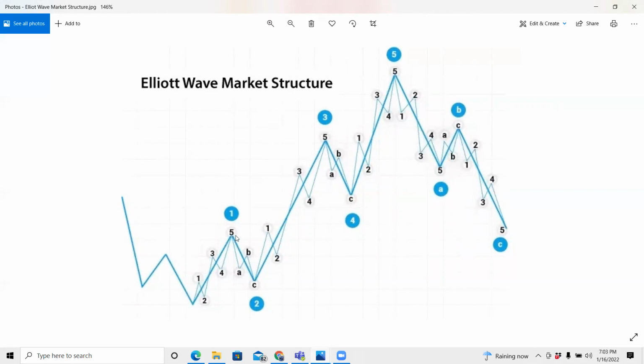So everything is 1, 2, 3, 4, 5, A, B, C correction, okay? And you're going to find the impulse moves, or the 1, 2, 3, 4, 5, inside of the 1. You're going to find the ABC correction inside of the 2. You're going to find the 1, 2, 3, 4, 5 inside of the 3. ABC correction inside of the 4. 1, 2, 3, 4, 5 inside of the 5. And then you're going to have the ABC correction. So that's pretty much how this goes. So we have the structure of the Elliott wave right here. Take a moment and look.